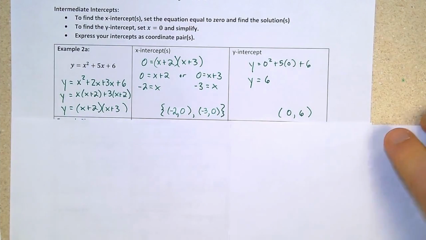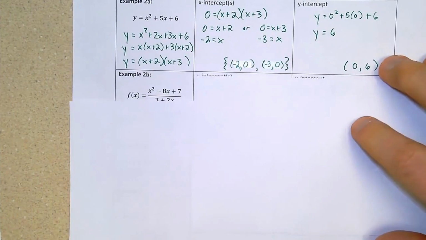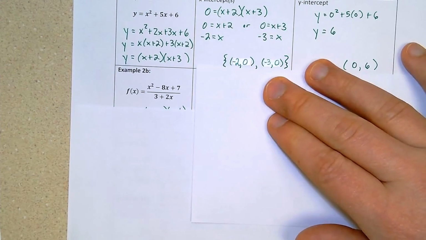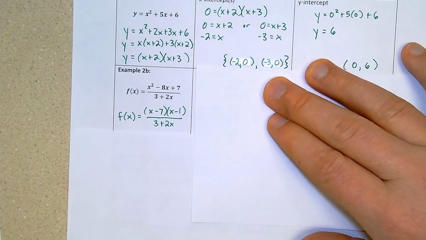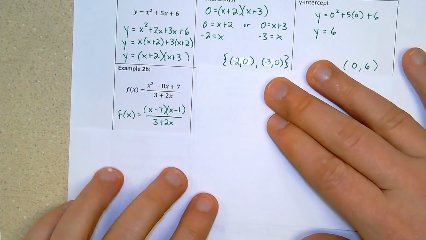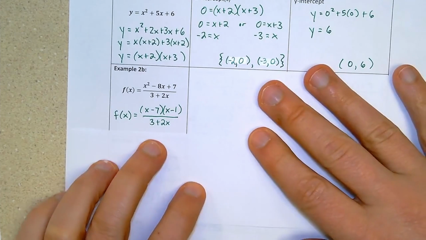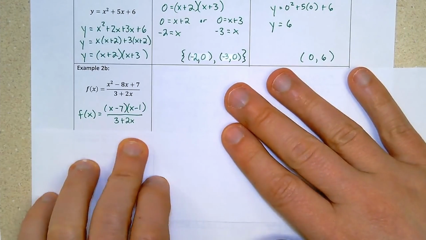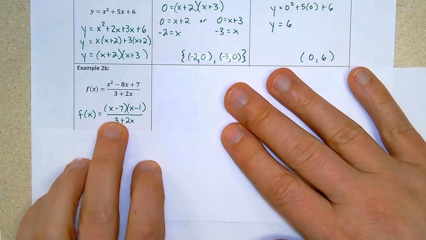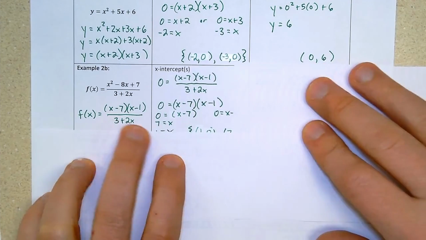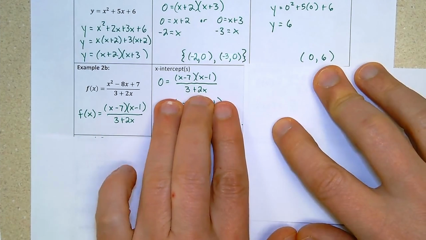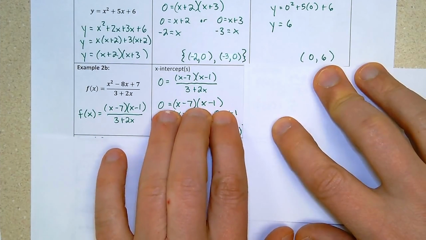Okay. Moving on to example 2b. 2b is a rational expression. If we factor the numerator and the denominator, this will give us a leg up on solving the equations that we need to do for finding intercepts. So I factor the numerator using the AC method. Then when I solve this equation, I'm going to set the equation equal to 0, multiply the denominator across.